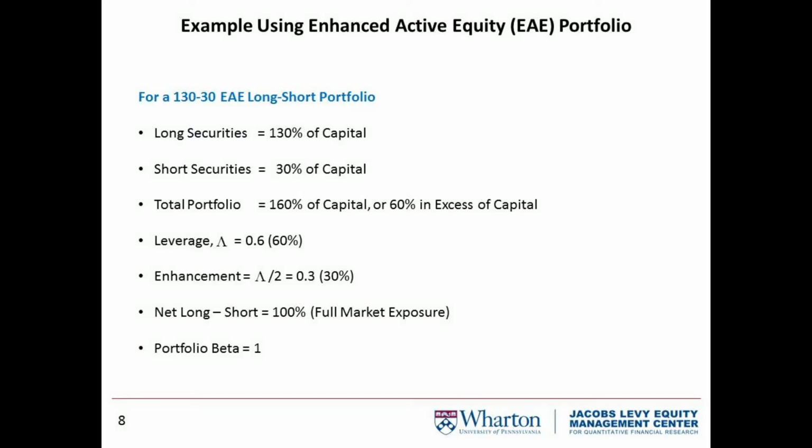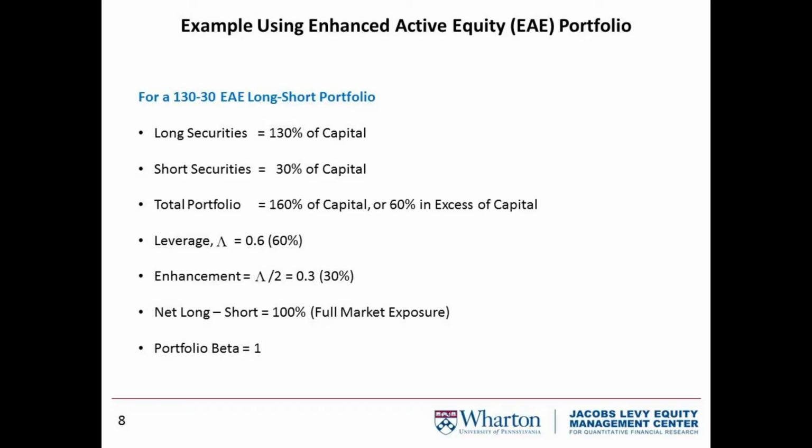And as you may know, this sort of a portfolio would have 130% of capital invested long in attractive securities, 30% of capital invested short in unattractive securities. So the total portfolio has 160% of positions, or 60% in excess of the original capital. And we'll refer to that 60% excess as leverage, or Greek letter lambda. We're also going to define the enhancement as leverage divided by 2, or in this case 30%. So in other words, a 130-30 portfolio would have an enhancement of 30%.